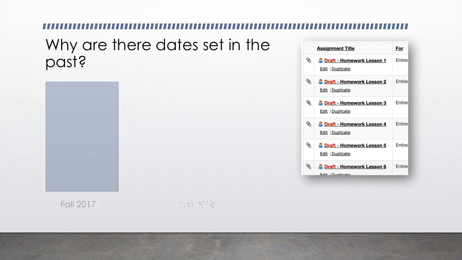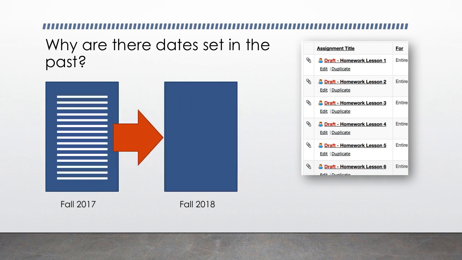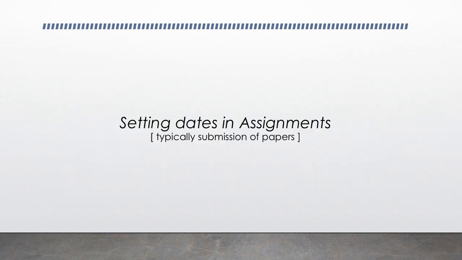When going to set dates, you may wonder, why are some of these dates set in the past? The answer? Course content is typically copied forward into an upcoming offering of the course, and as such, so are the dates of the past. This would be the same as an instructor pulling up a course syllabus from a prior term and changing the dates to reflect the upcoming term.